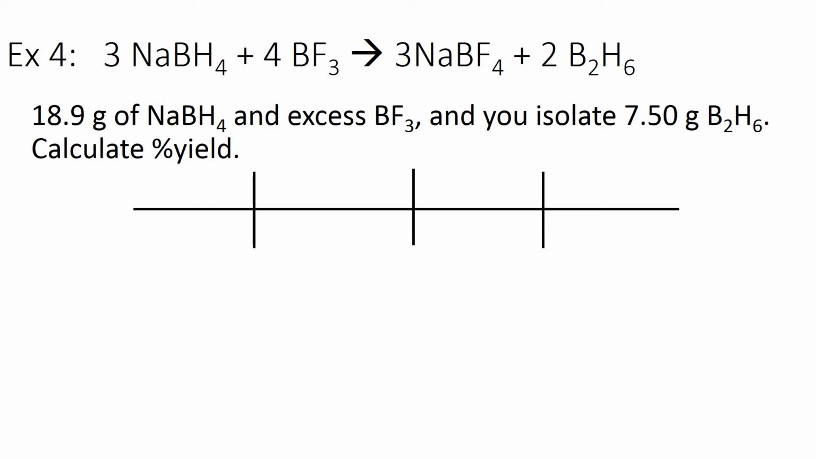In this reaction, we've got NaBH4 plus BF3 forms NaBF4 plus B2H6, diboron hexahydride. We start with 18.9 grams of this. Now this right here is obviously a reactant, not a product. Over here we isolate 7.5 grams of diboron hexahydride.